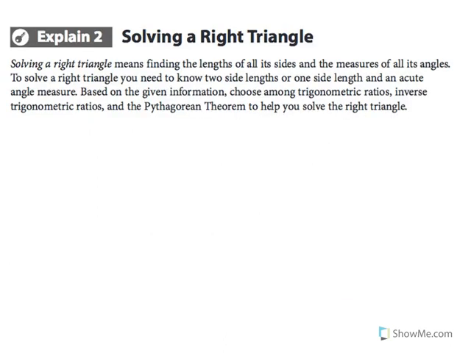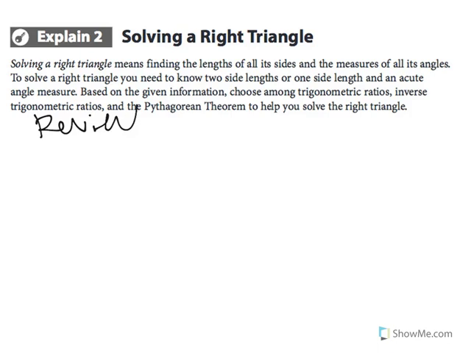Right, solving a right triangle. Solving a right triangle means finding the lengths of all its sides and the measures of all its angles. To solve a right triangle, you need to know two side lengths or one side length and an acute angle measure. Based on the given information, choose among trigonometric ratios, inverse trigonometric ratios, and the Pythagorean theorem to help you solve the right triangle. Okay, so let's go through some review here.